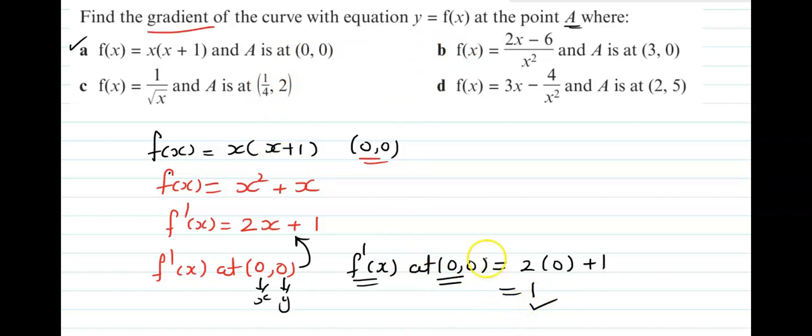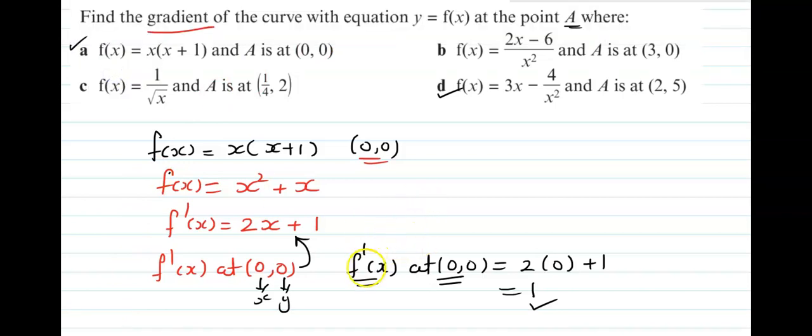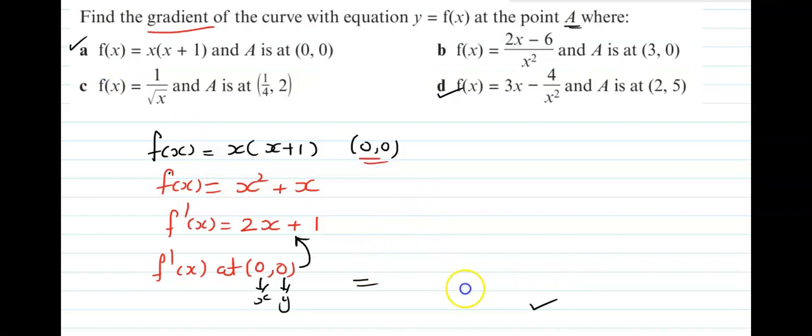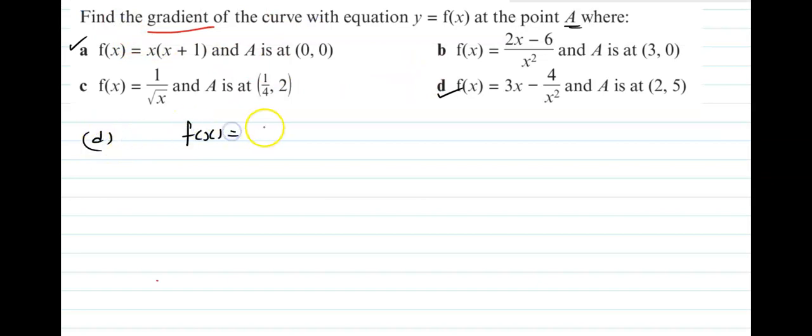Now I'm going to do the D part. B and C you can try yourself. So let's go for the D part. Let me create a space here. The D part is f(x) equal to 3x minus 4 over x square. This you can write as 3x minus 4 x to the power minus 2.